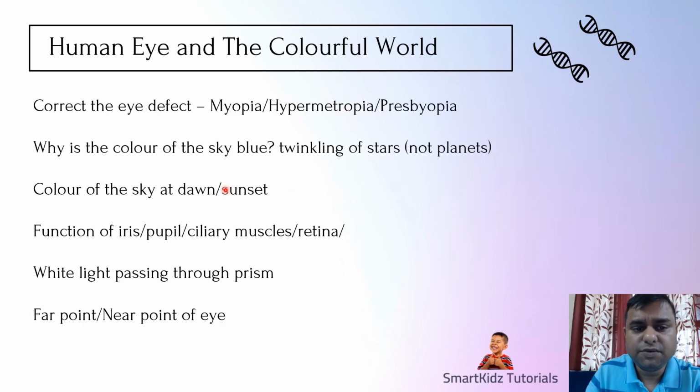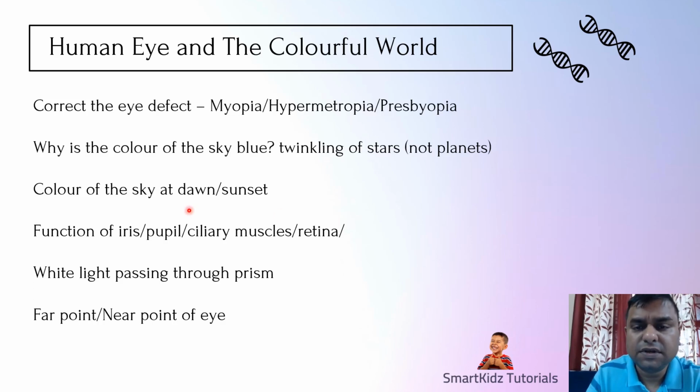Other things that could be asked: why is the color of the sky blue? Why do stars twinkle but planets do not twinkle? Another thing is the color of the sky when the sun rises or at sunset. Even the other thing that can be asked is why can we see the sun 2 minutes before sunrise, and why can we still see the sun 2 minutes after the sunset?